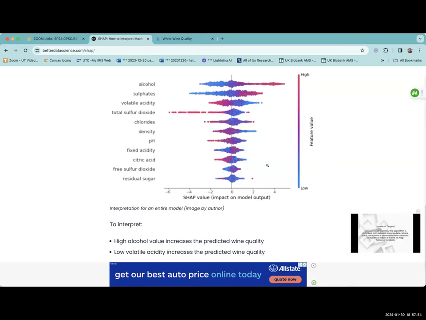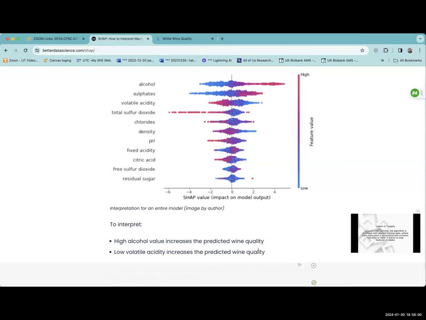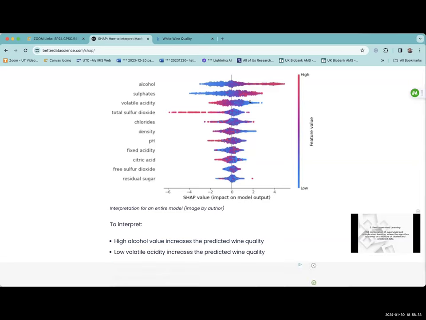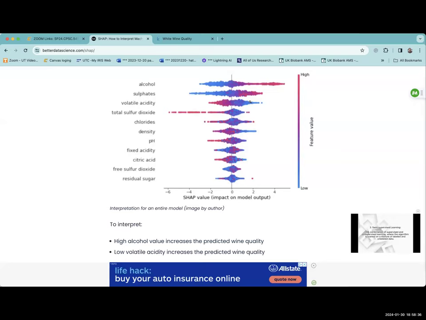That paper, I think, if you look into the second one, says low volatile acidity increases predicted wine quality. So volatile acidity is blue, which means low. Oh, I see. Low increases the prediction. I think it's opposite the paper, right? I see. There's a positive and negative correlation. So low volatile acidity must be a negative correlation. Yes. Very good. Thank you. That's how they represent the positive and negative correlation, apparently. Yeah. Very good. Every time I try to explain that, I learn something new here. So thank you.